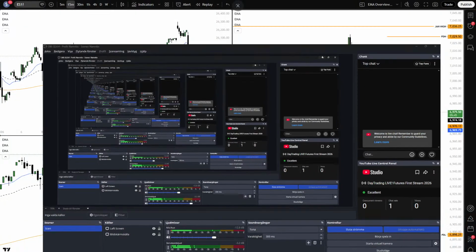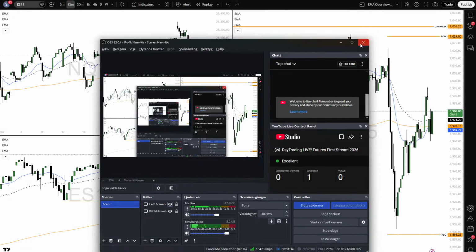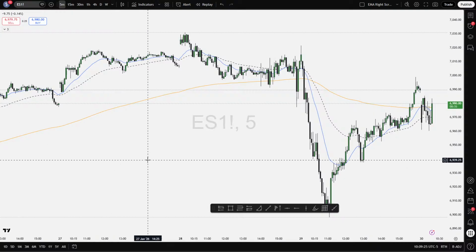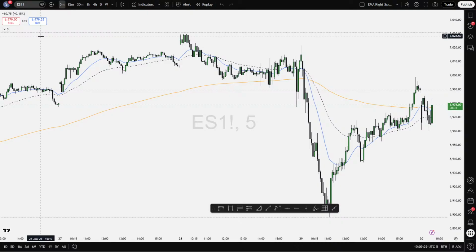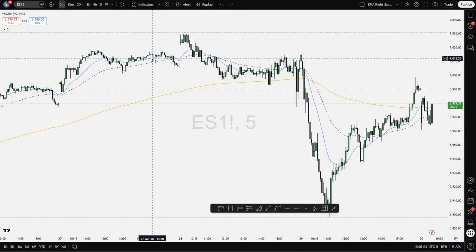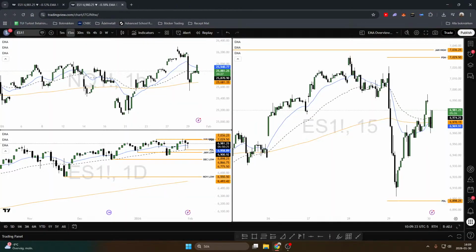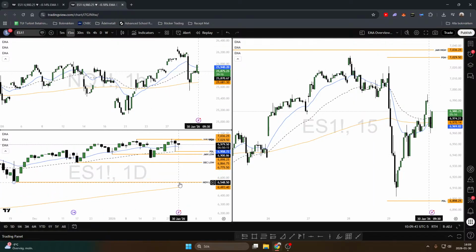Okay, so my streaming is on. So this is my chart, and I can show you. I'm also looking at this one. So we use the higher time frames first. So this is the daily, hourly, and 15 minutes.